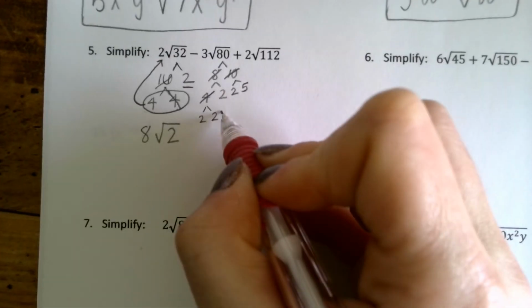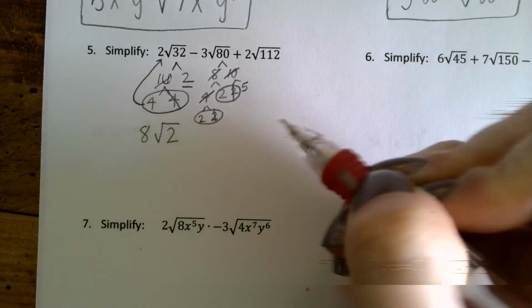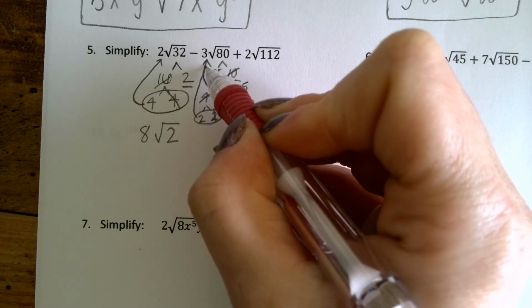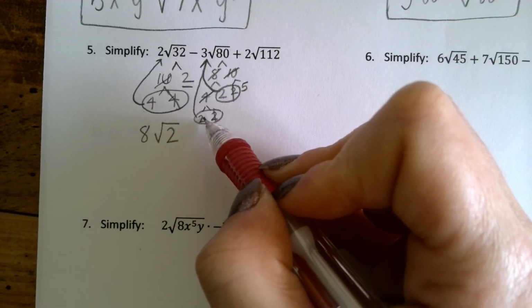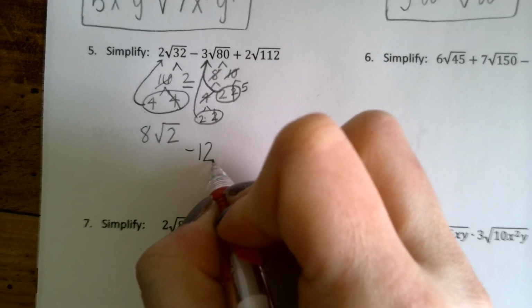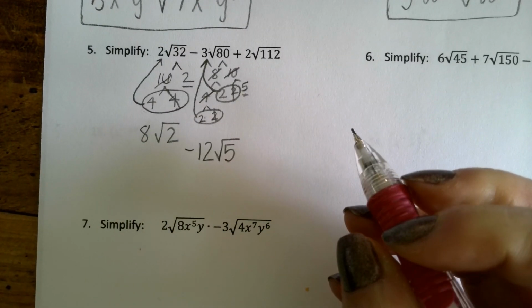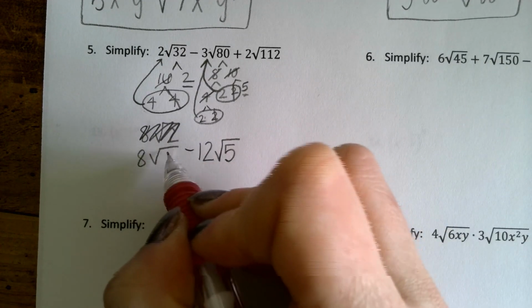I'm looking for groups of 2, which I see 2 groups. I cross 1 out from each, and that means that this 2 and this 2 are getting on the outside. So I have 2 times 2, which is 4, times negative 3, which gives me negative 12, and the 5 stays inside the square root. I'm just going to rewrite this so it's all in line.